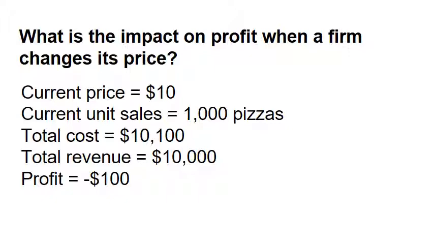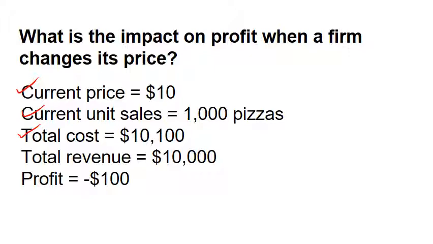To examine this issue, let's work with a simplified example and look at what happens when the firm increases its price. Suppose that a firm sells pizzas and charges a uniform price for all units sold. Let's say that the current price is $10. Also assume that the current unit sales is 1,000 pizzas and that total cost is $10,100.